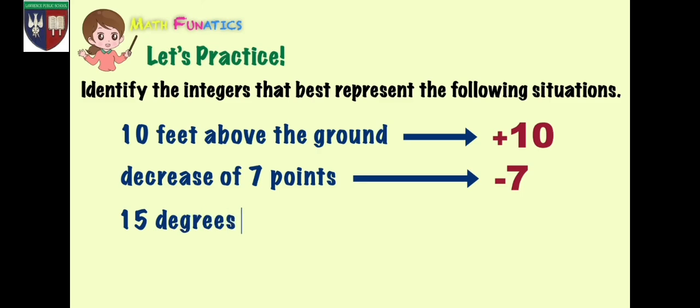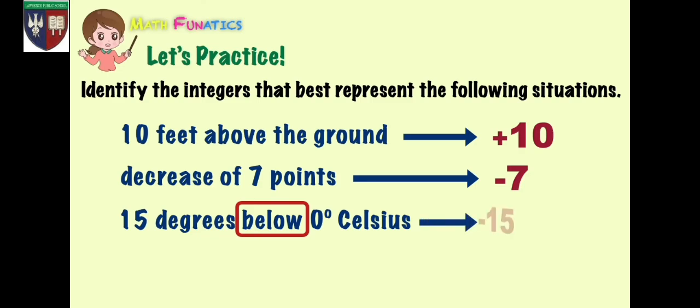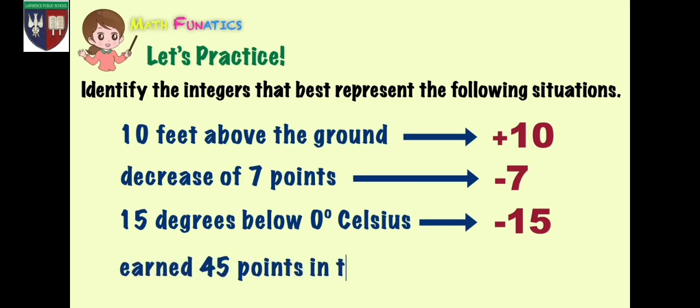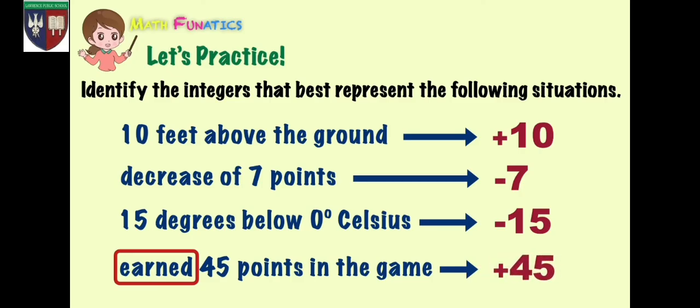In our third situation, which is 15 degrees below 0 degrees Celsius, the word below indicates that our integer is negative. So the answer is negative 15. Earned 45 points in the game. What is the keyword here? Correct, it is earned. And this tells us that the integer is positive. So the answer is positive 45.